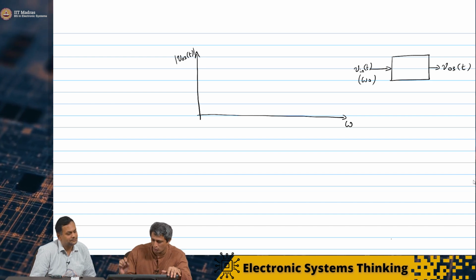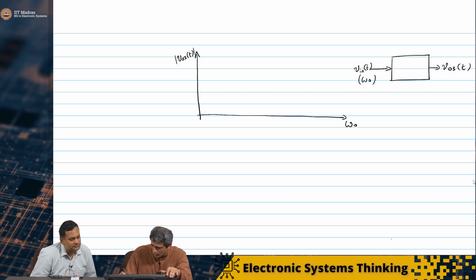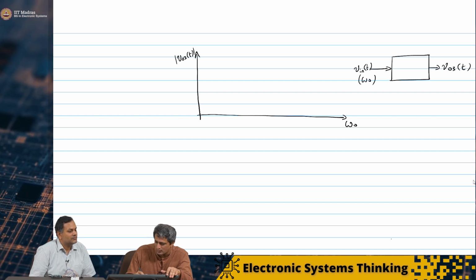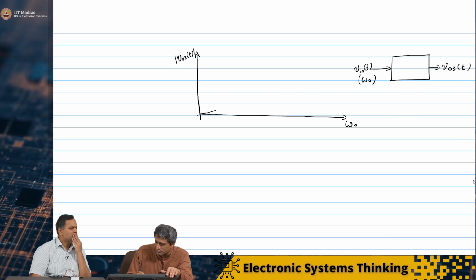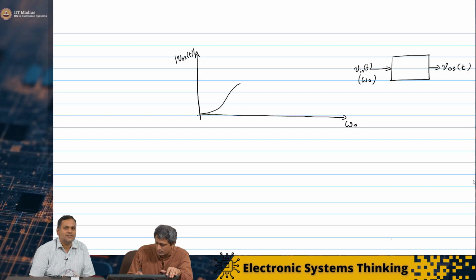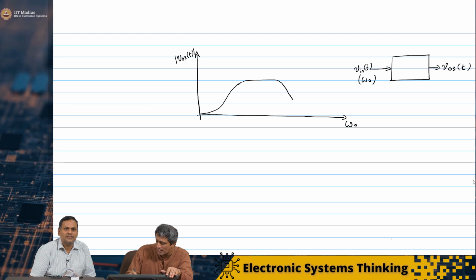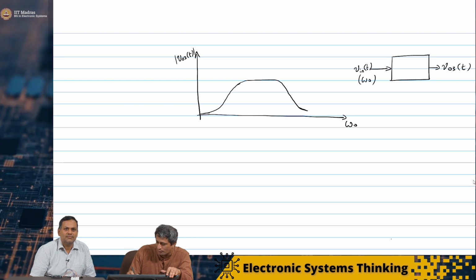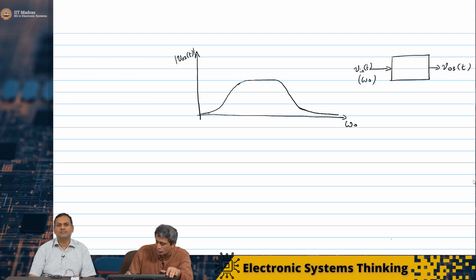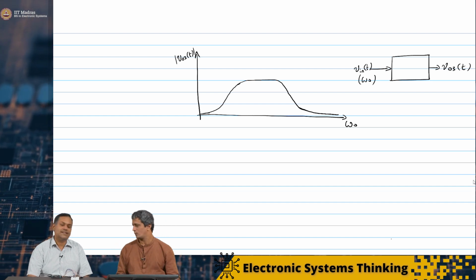I don't know what the circuit is, but the behavior has to be something like this. Low frequencies you cut out, you go up, keep it flat, then drop. Makes sense?